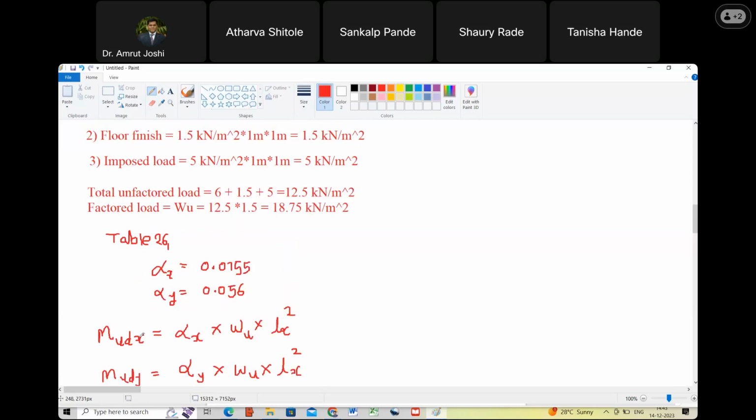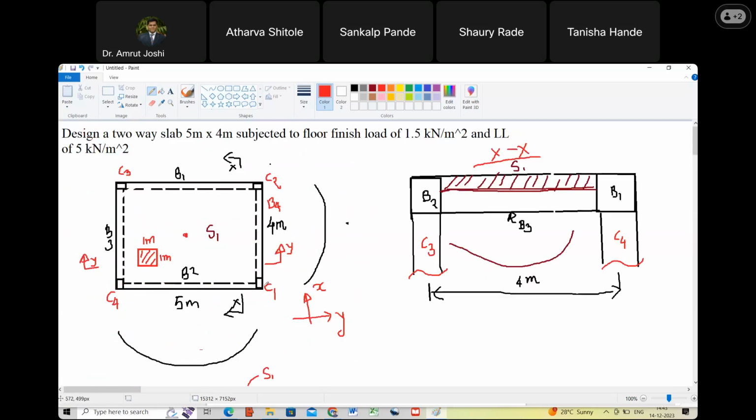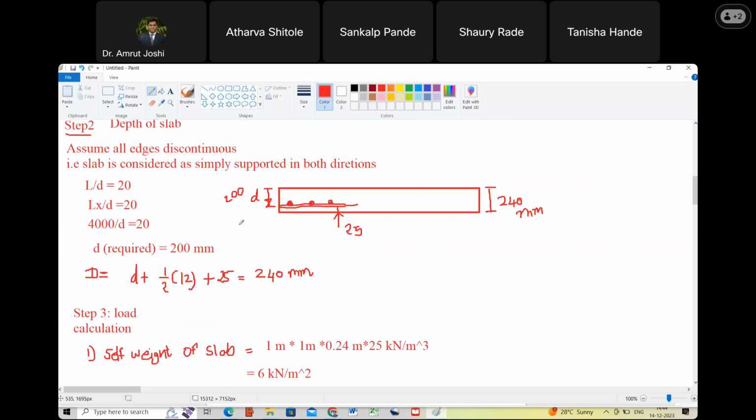Yes, sir. So we will get two moments. Which ones? One along the shorter direction and the other along the longer direction. The steel we get for the shorter direction moment, that we are going to provide along the 4 meter run. The steel we get for the longer direction, that we are going to provide along the longer direction, that is along Y. Are you with me? Yes, sir. And both the steels will be provided at the bottom in this case, because both the moments are sagging. As the slab is simply supported, the slab is going to only sag. So both the steels will be provided at the bottom face. Are you with me? Yes, sir.